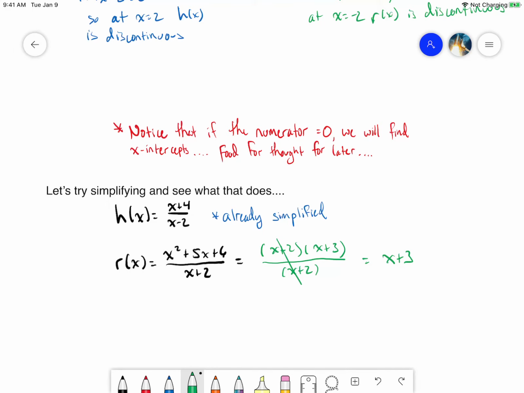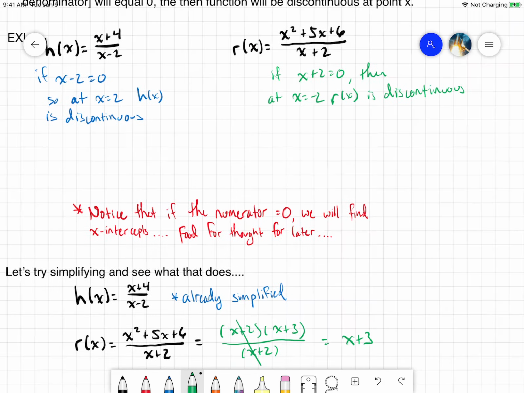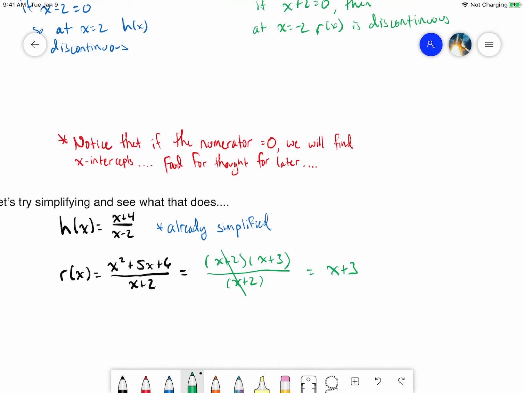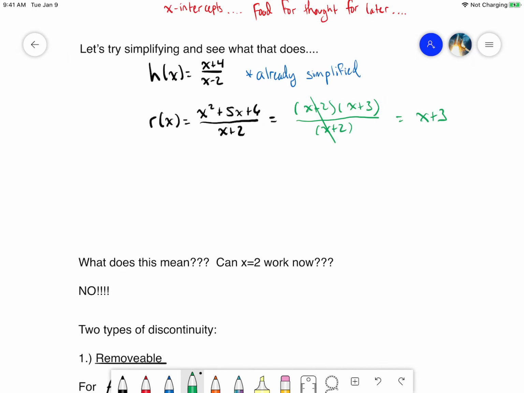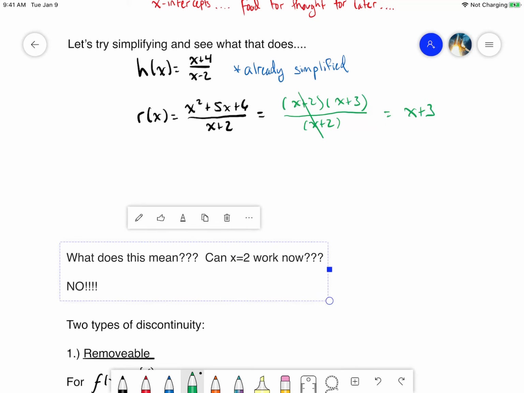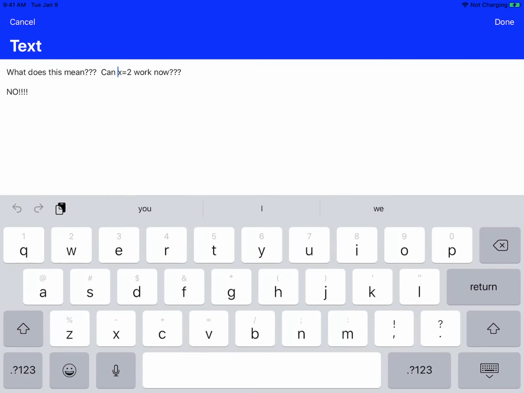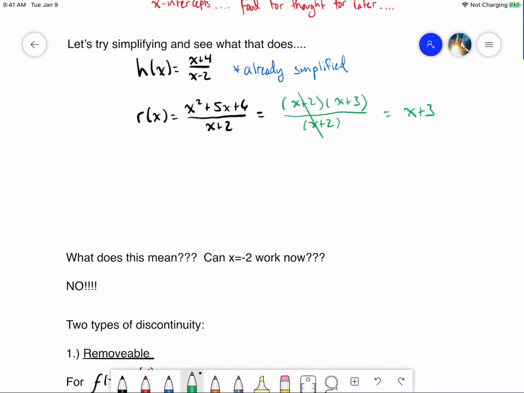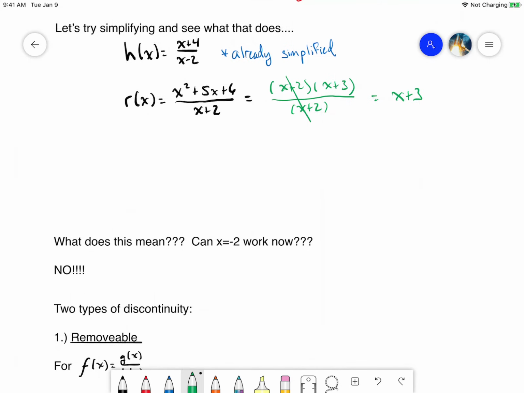But that's kind of weird, right? Because we just said that r of x is discontinuous at x equals negative 2. But if we simplify it out and we get x plus 3, what happens? So the question is, can x equals negative 2. Sorry, I'm going to change that. I'll delete that, but I'm going to change this. Sorry, just for future reference. Done. Okay, so the question is can x equal negative 2 work now?